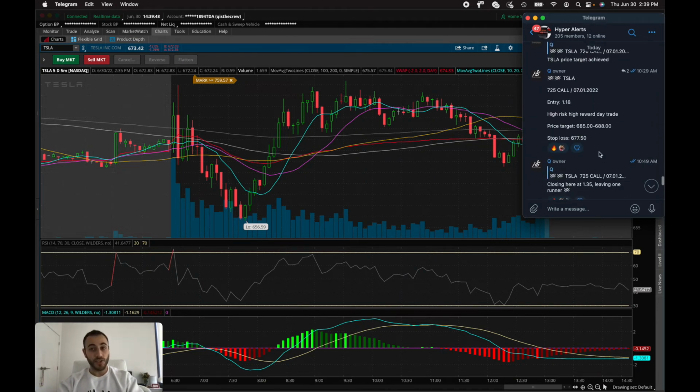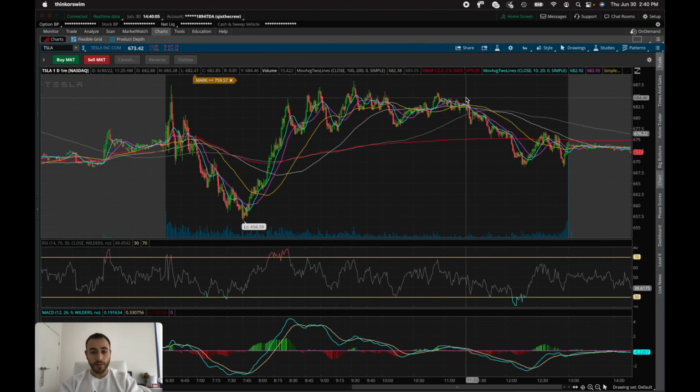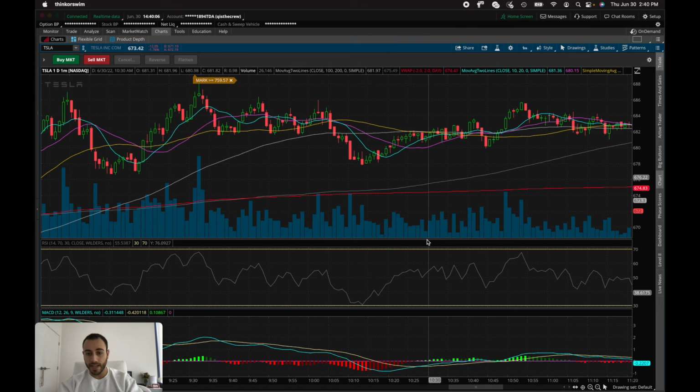Now, the next trade was also another Tesla call. So we noticed that the market refused to come down. For the better half of the day, it refused to come down. It continued holding. So right around 10:29 a.m., we looked at the charts and we liked what we saw. Let's see why we took this setup on. This was at 10:29 a.m.